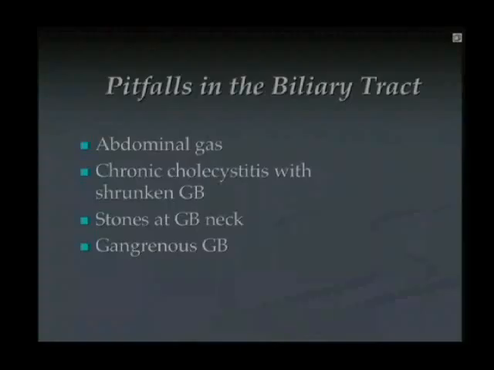So, some pitfalls. Abdominal gas. Remember, gas is your enemy. Chronic cholecystitis with a shrunken gallbladder can be difficult to find because the gallbladder is so tiny. Stones at the gallbladder neck: make sure you're scanning all the way down, scanning the whole gallbladder. And lastly, if the gallbladder is perforated from gangrene, you're not going to have any fluid. There's nothing really left to scan within that gallbladder.